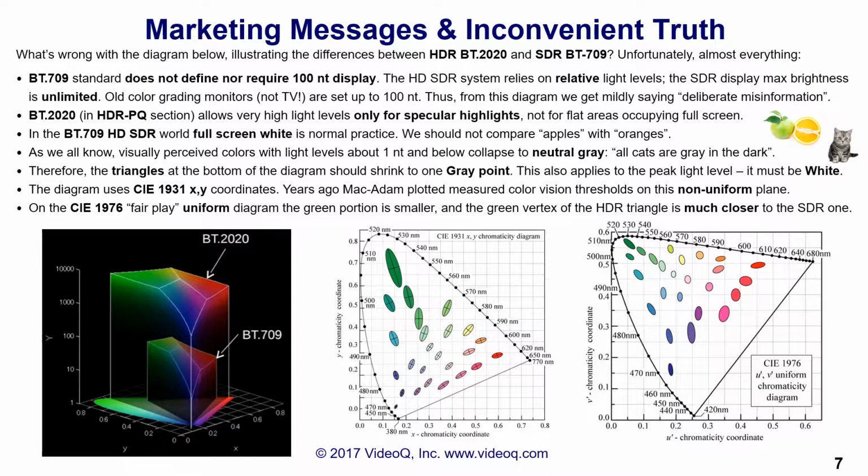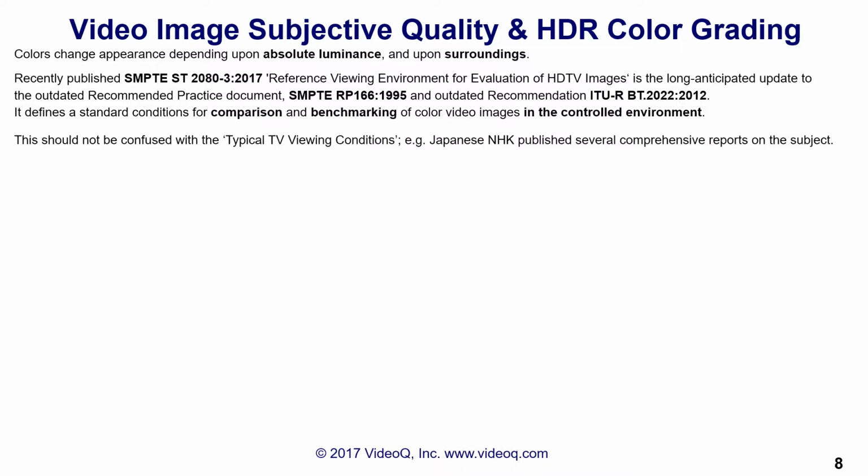Colors change appearance depending upon their absolute luminance and upon their surroundings. This happens to be the biological foundation of most of the optical illusions you've ever seen before. The recently published SMPTE ST 2080-3:2017 standard defines a reference viewing environment for evaluation of HDTV images, which should not be confused with anybody's typical TV viewing conditions.